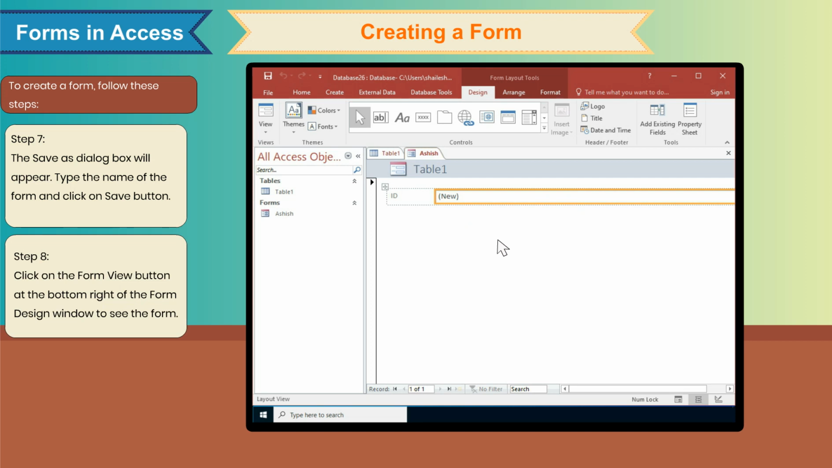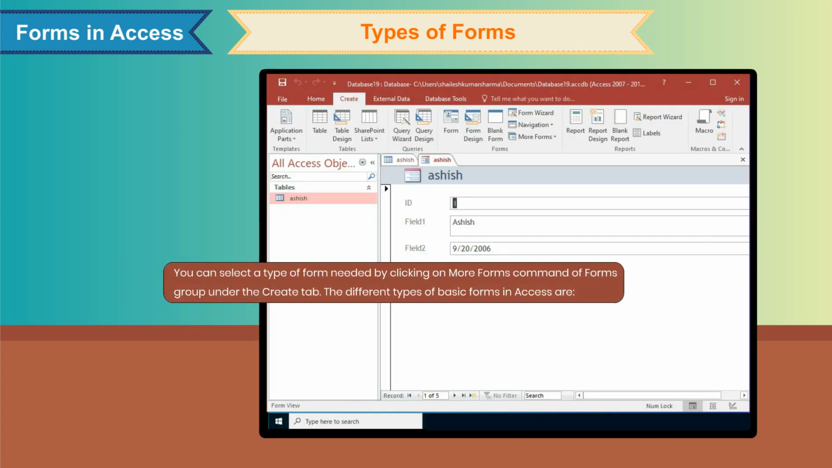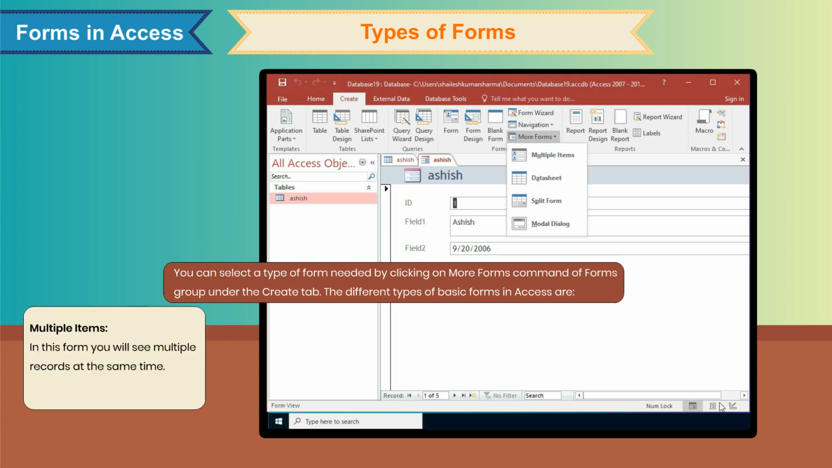Step 8. Click on the Form View button at the bottom right of the Form Design window to see the form. Types of forms. You can select a type of form needed by clicking on the More Forms command of the Forms group under the Create tab. The different types of basic forms in Access are: Multiple Items.